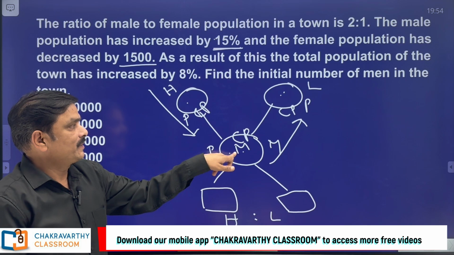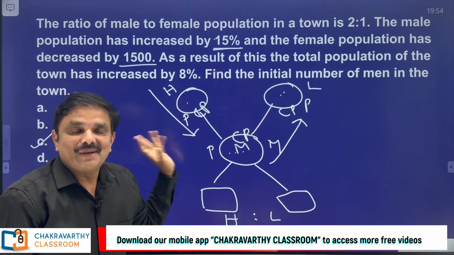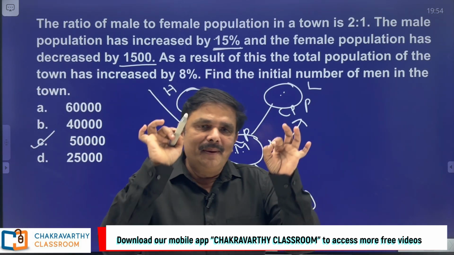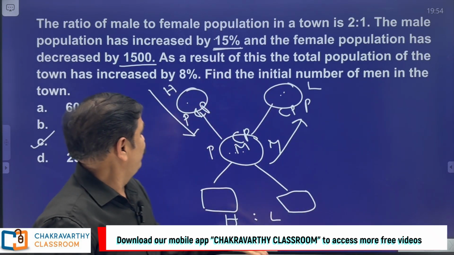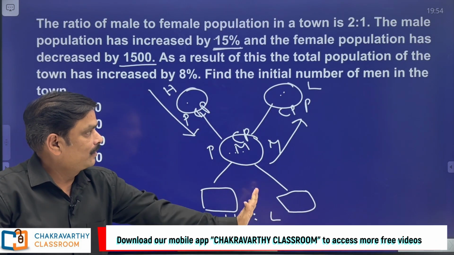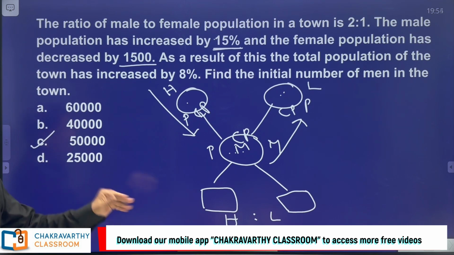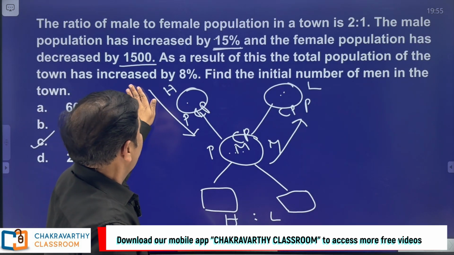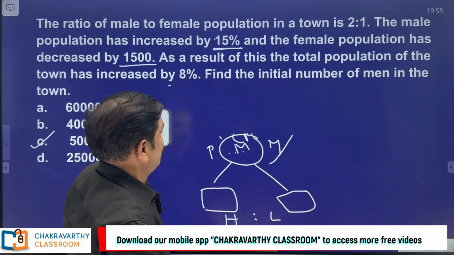Suppose you take loss here, here also loss, here also loss. Remember that one. This is the basic rule of alligation. And the second one is that diagonal subtraction should be there, as I told you. Now let's start this one. Now how to apply the alligation rule here?